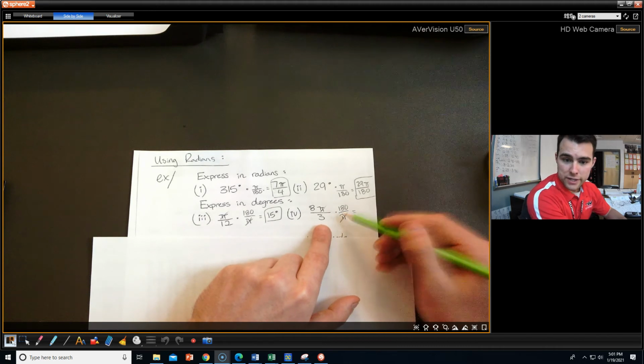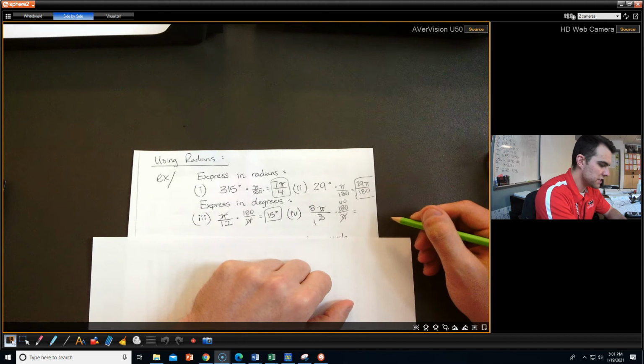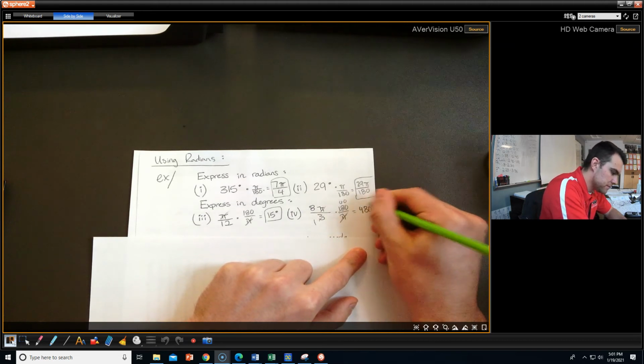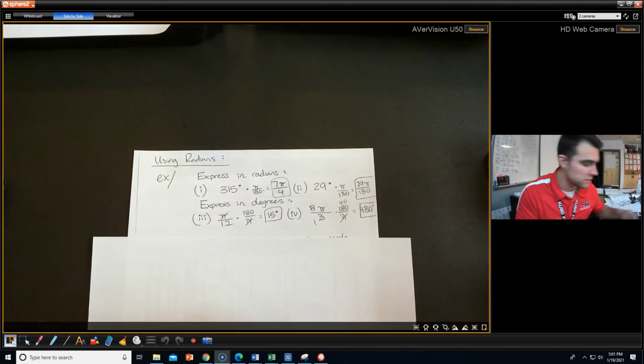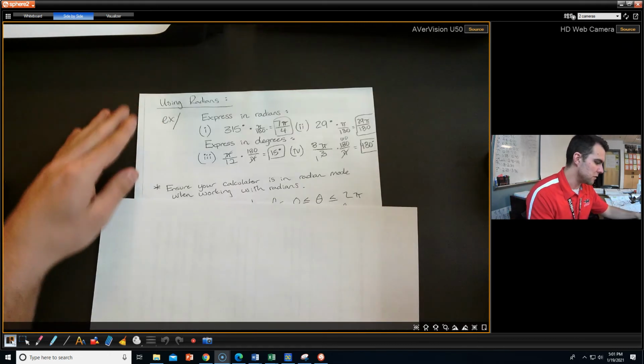Let's see if we can reduce this. Well, that's 1. That's 60. Okay. And then 60 times 8, that's 480 degrees. Okay. Sweet. That's it. That's what converting is really all about. And we're going to need it to actually solve equations. It'll make our life a little bit easier.